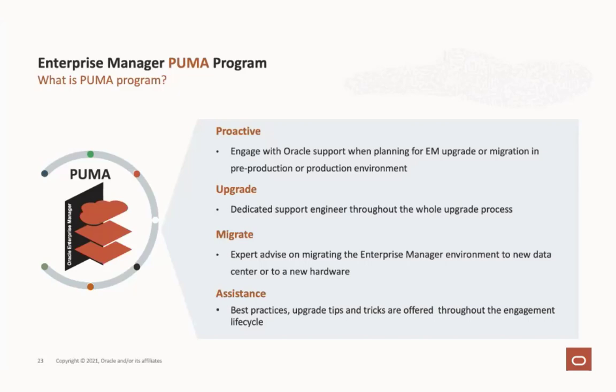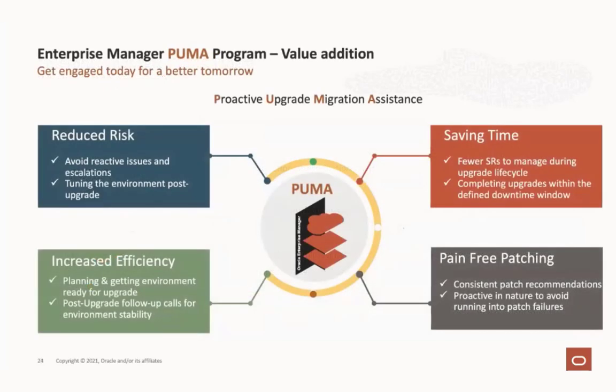Or if you're not sure who your CSM or account manager is, you can directly log an SR with Oracle Support saying that you require Puma assistance for your upgrade, and we will pick up that SR, work it internally, and then collaborate with you and proceed with the next steps in engaging you into the Puma program. In 13.4, we engaged a lot of customers, and a lot of customers upgraded through this program, and they see a lot of value in this.